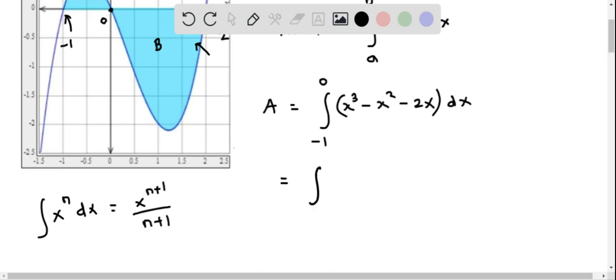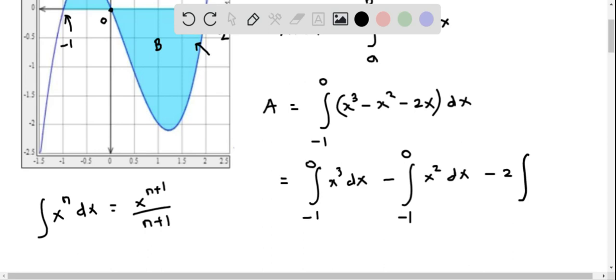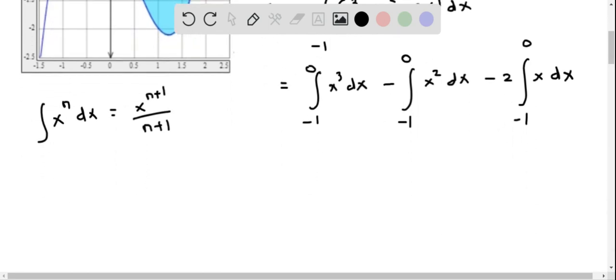So first I can rewrite this integral as three parts, that is, the integral from -1 to 0 of x cubed dx, and then we have negative x squared. So I can put this as negative of the integral from -1 to 0 of x squared dx. We have negative 2x, so I take the 2 out of the integral and put this as negative 2 times the integral from -1 to 0 of x dx. So let's evaluate all these integrals.